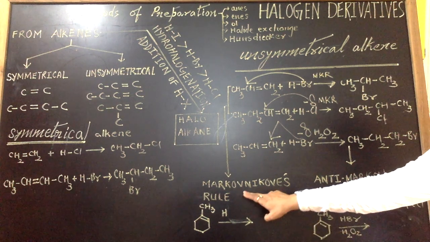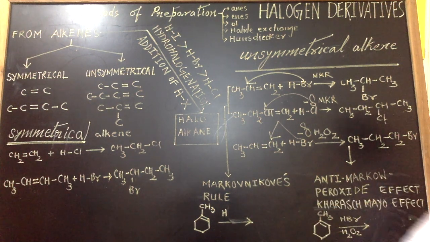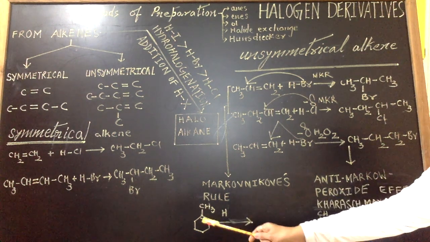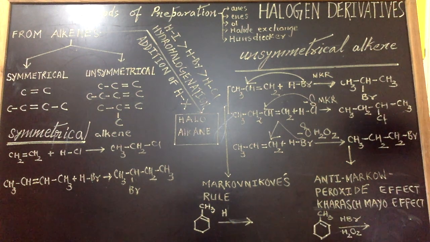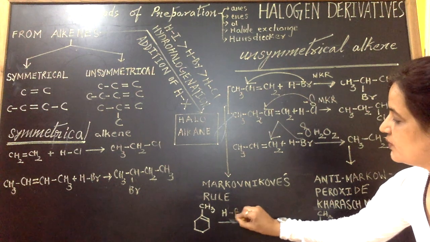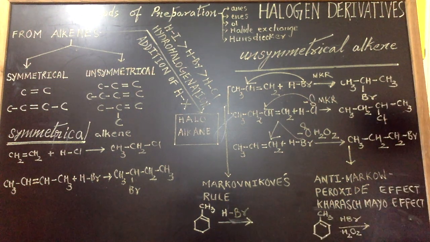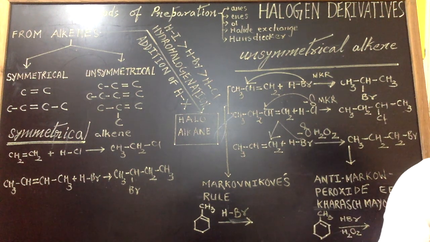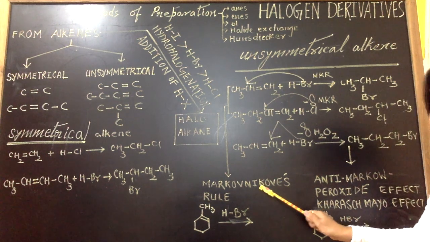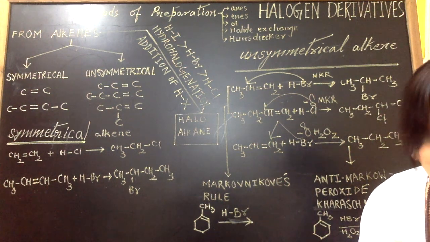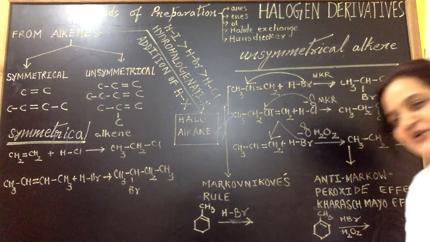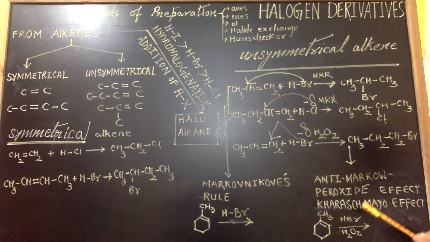Now we apply Markovnikov's and anti-Markovnikov's rule on one more example. Look at this structure. This is 1-methyl cyclohexene. I am treating it with HBr over here. Absence of peroxide, presence of peroxide. In the absence of peroxide, children, Markovnikov's rule is followed only in case of HBr. But in case of HCl and HI, whether you use peroxide or you don't use peroxide, it is Markovnikov's rule only. If I use HBr with peroxide, this is anti-Markovnikov's rule.